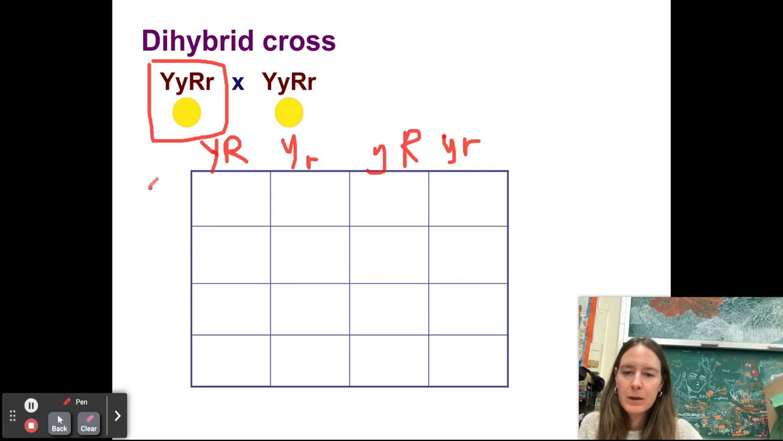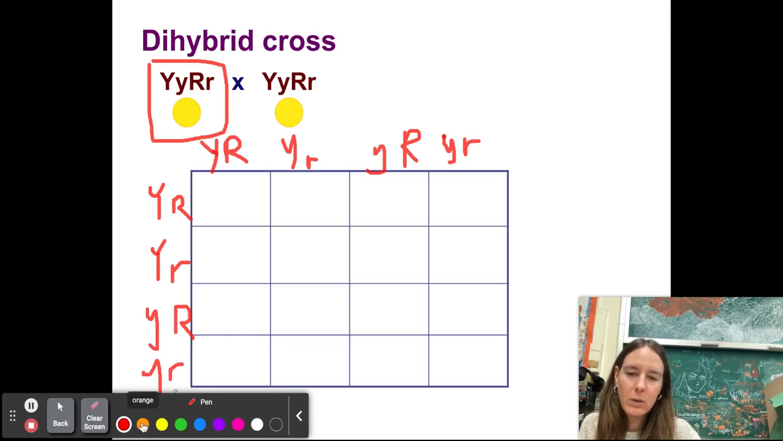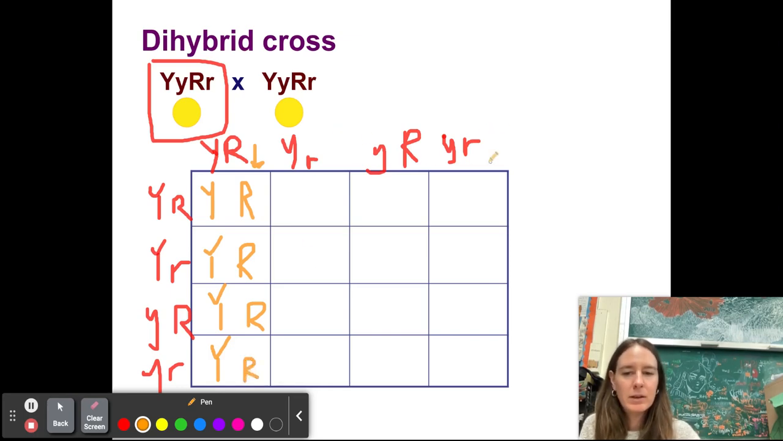Same thing goes here. Okay, when it's time to cross, I'm going to start with my Y's. So I'm going to go down here and just put the Y's. So I'm going to go capital Y. Actually, I'll do the R's too. Capital Y, capital R, capital Y, capital R. I'll just do one of these so you can see. Capital Y, capital R. Okay. And then you would keep going down, the same thing.